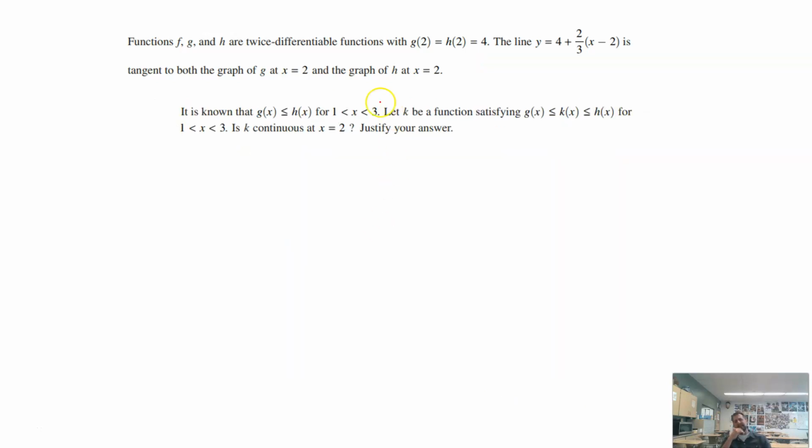on letter D. Okay, so it says, it is known that g of x is less than h of x for x between 1 and 3. And then it says, let k be a function satisfying g of x is less than k of x is less than h of x for x between 1 and 3. Is k continuous at x equals 2?